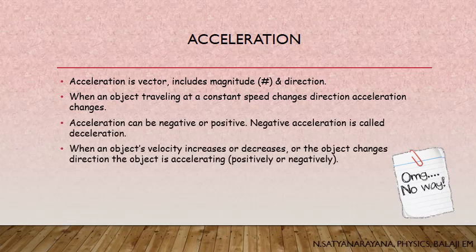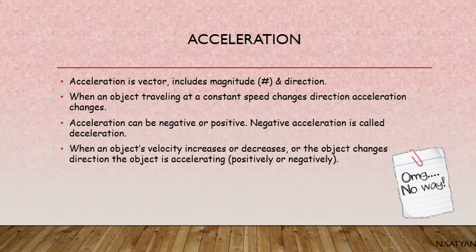When you want to increase the speed, you will apply the accelerator, whether it is an automobile or otherwise. Then the acceleration is in the positive direction. When you want to stop suddenly, you will apply the brakes, then the acceleration is in the negative direction. So acceleration can be positive and can be negative. Negative acceleration is called deceleration.